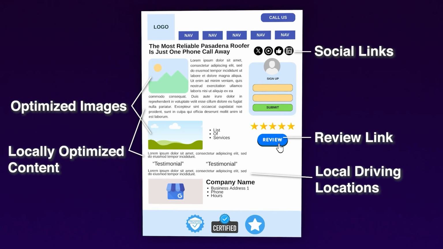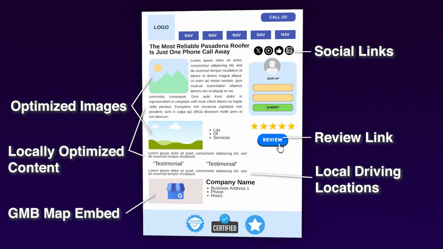And if you want to embed your GBP, you can, but I wouldn't suggest you embed your GBP, because the driving direction map is enough to create the geo relevance, and GBP should be embedded only on the main page, which is the home page or the GBP landing page.